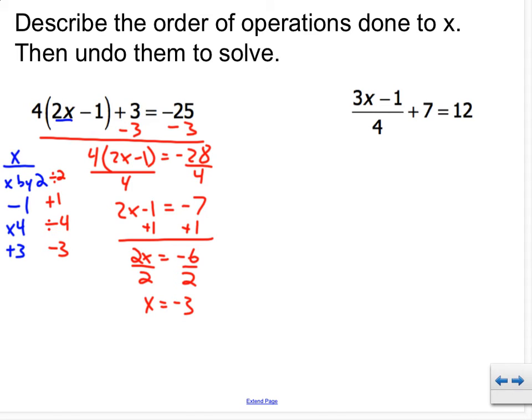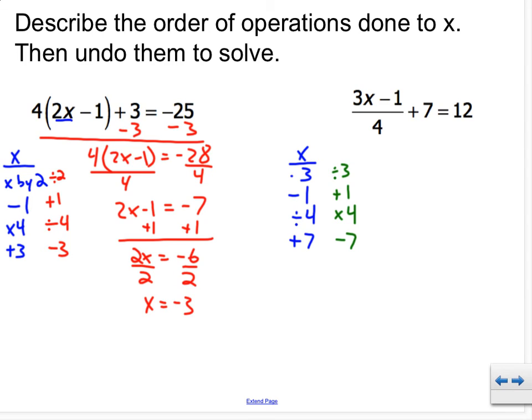You try the next one. So think about what's happening to the x first. You're starting with x, and you're multiplying it by 3. Subtracting 1. Dividing it by 4, and adding 7. Let's undo those now. Subtract 7. Multiply by 4. Add 1. Divide by 3.